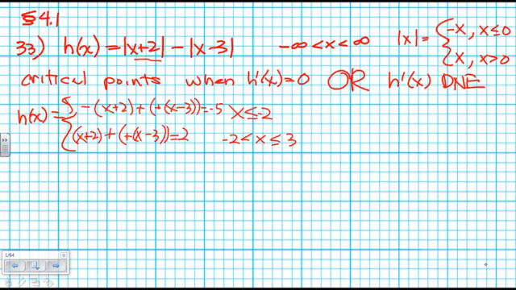2x minus 2x minus 1. And then lastly, what happens when x is greater than 3? x plus 2 minus the quantity x minus 3. The x's cancel, and we get positive 5. So what I think this graph looks like is negative 5, and then it's got a slope upward, and then it goes to positive 5.